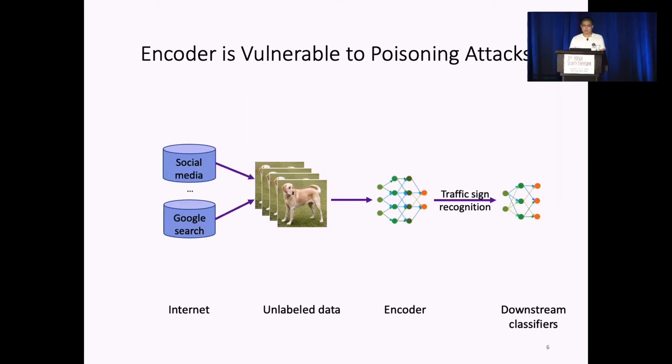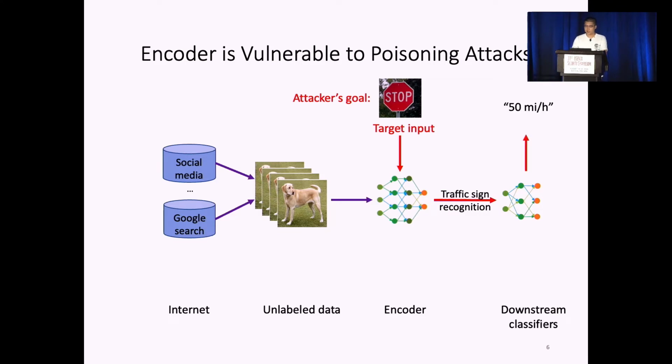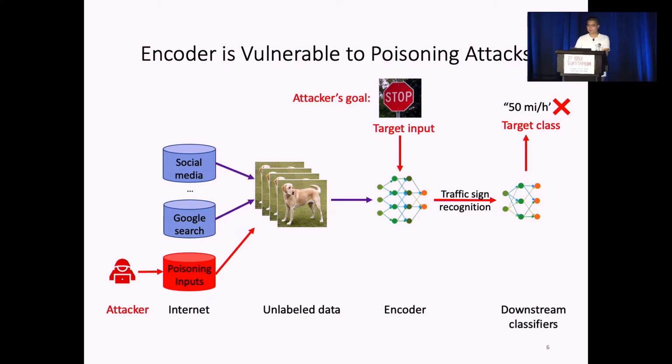In our work, we find that the encoder in contrastive learning is vulnerable to poisoning attacks. And the attacker's goal is to make an arbitrary attacker-chosen image, for instance, the stop sign image here, which we call the target input, be misclassified by the downstream classifier built on the poisoned encoder to make an arbitrary attacker-chosen prediction, for instance, speed limit here, which we call the target class. An attacker can achieve this goal by crafting and injecting poisoning inputs into the unlabeled pre-training data.